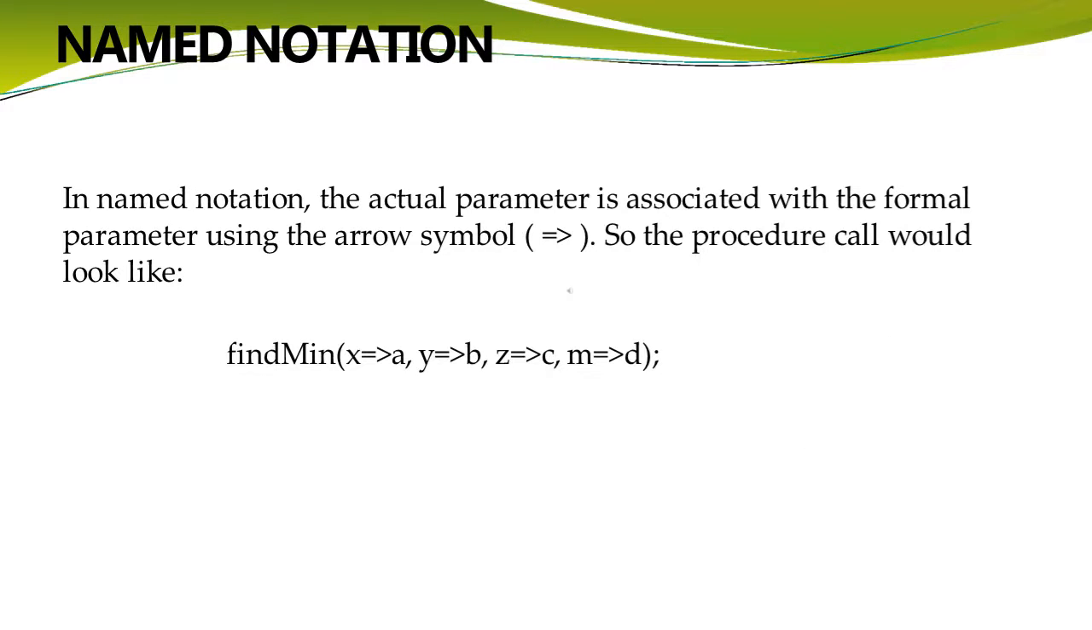Then named notation. In named notation, the actual parameter is associated with the formal parameter using the arrow symbol =>. The procedure call will be like: FindMin(x => a, y => b, z => c, m => d).